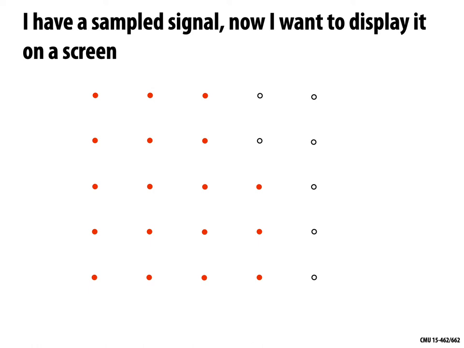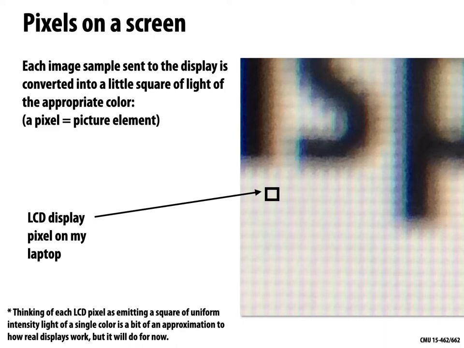Okay, so how do I now go in the opposite direction? I have my sampled data, and I want to turn it into an image. I want to reconstruct it so that I can look at this approximate signal. And that's really what your display is doing. That's what your monitor is doing. Each image sample sent to the display is converted into, roughly speaking, a little square of light, and maybe you get to specify the color of that light. In other words, each little sample value gets displayed by turning on a pixel.